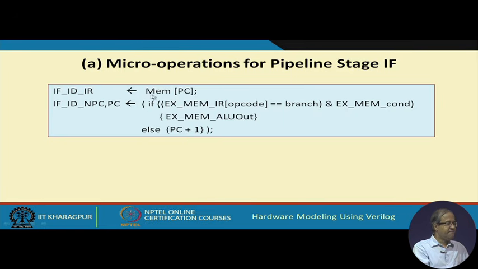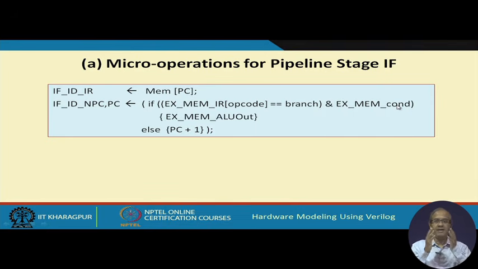We are fetching the next instruction, mem[PC]. Earlier we mentioned that we are storing it in IR, but now we are saying it will be IF underscore ID underscore IR. This IR will be part of the IFID latch. Then we check whether the opcode is a branch and the branch condition is true.